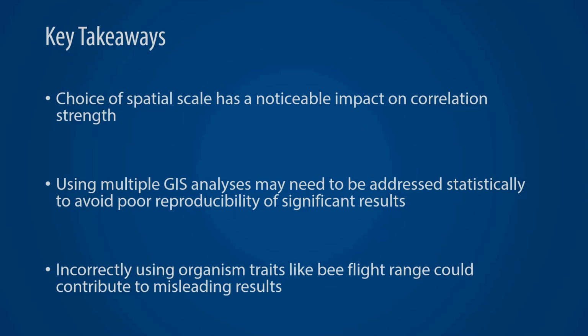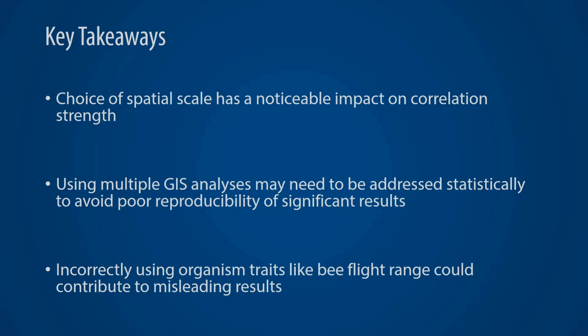So overall, what are some of the key points that I hope you'll be able to take away from this talk? Well, for this study at least, the choice of spatial scale had a noticeable impact on correlation strength. And this way of analysis by testing multiple scales may prove to be useful for other studies as well. Multiple scales may need some statistical tests done on their results to avoid any potential reproducibility errors. And this again could be addressed by a Bonferroni correction or another type of statistical test.